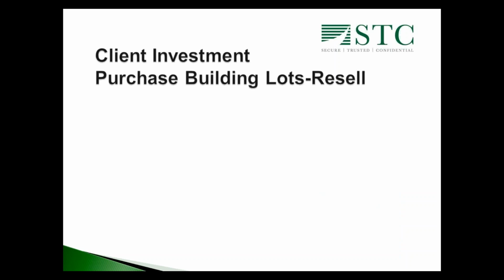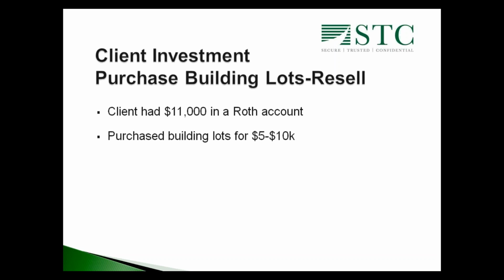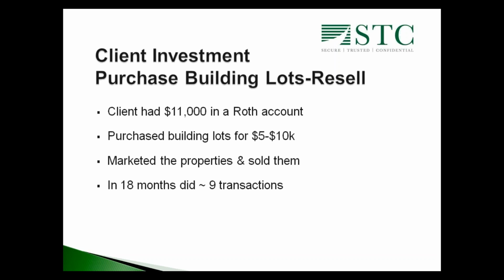This is a client investment that's very interesting to me particularly. This client purchases building lots and then resells them. Now, this is an area of expertise for this particular client. He had $11,000 in a Roth account, and what he does is he researches and uses his expertise, and he purchases building lots for between $5,000 and $10,000, and then he markets those properties and resells them. In 18 months, he did 9 of these transactions, and he increased his retirement account value to over $300,000 in that 18-month time period. Obviously he researched the market, and he's using his personal expertise. Note that this is a Roth account.